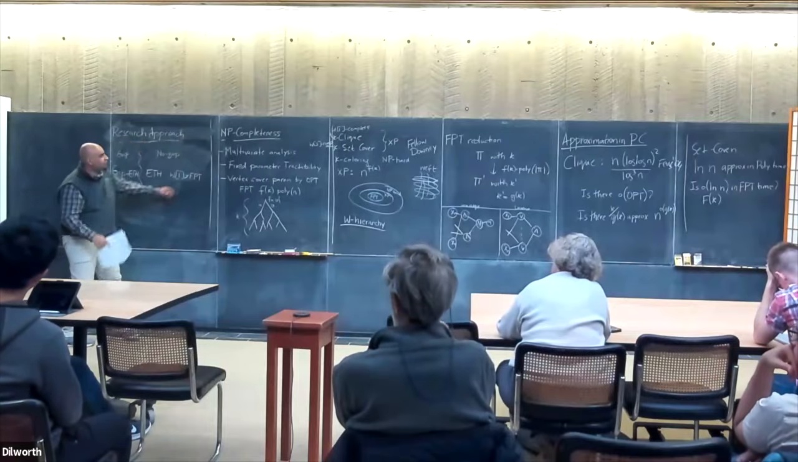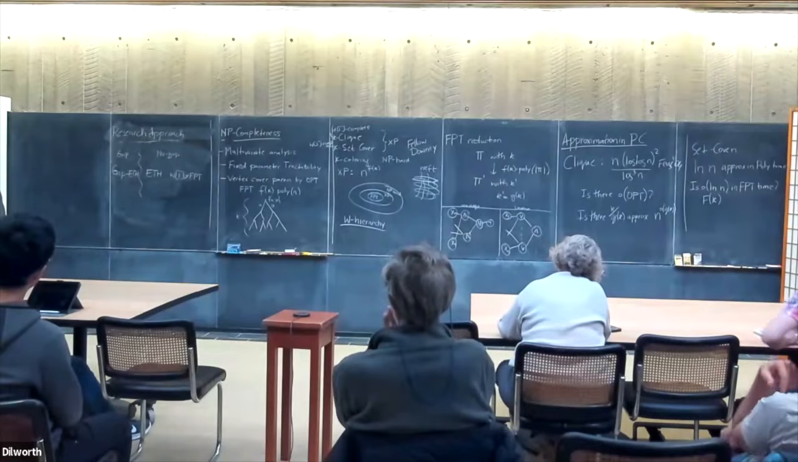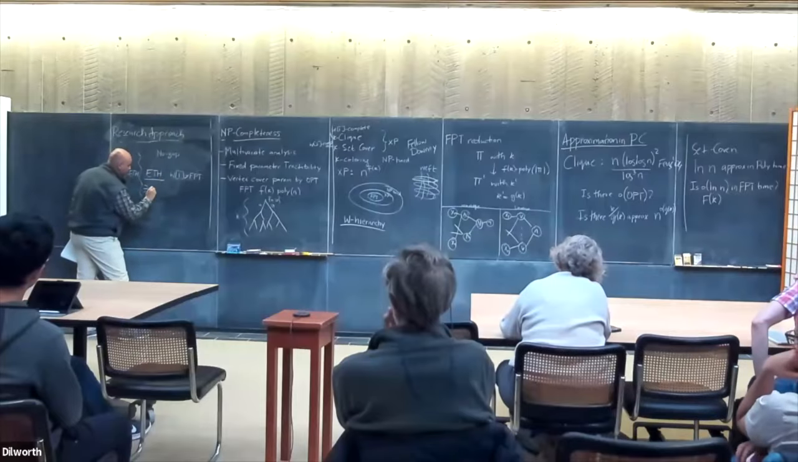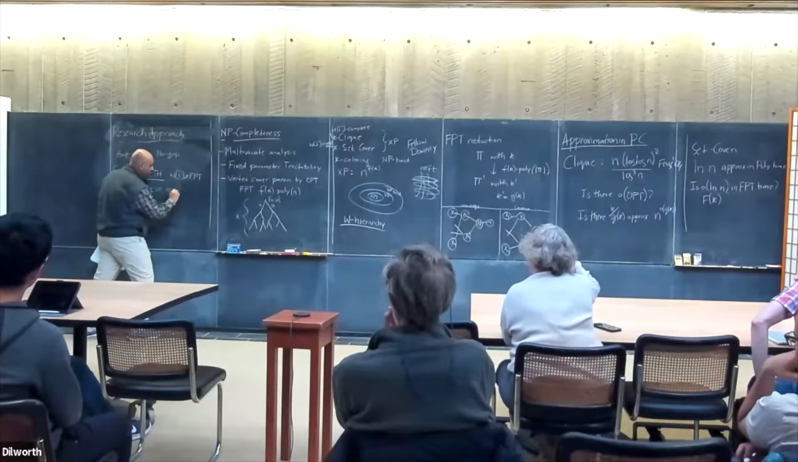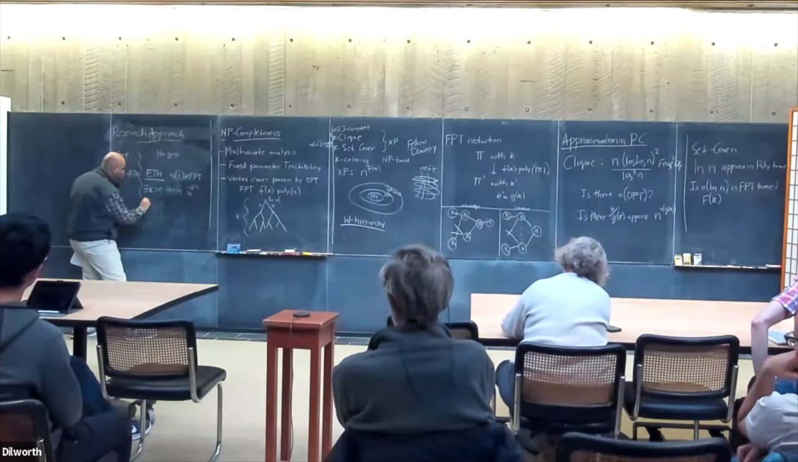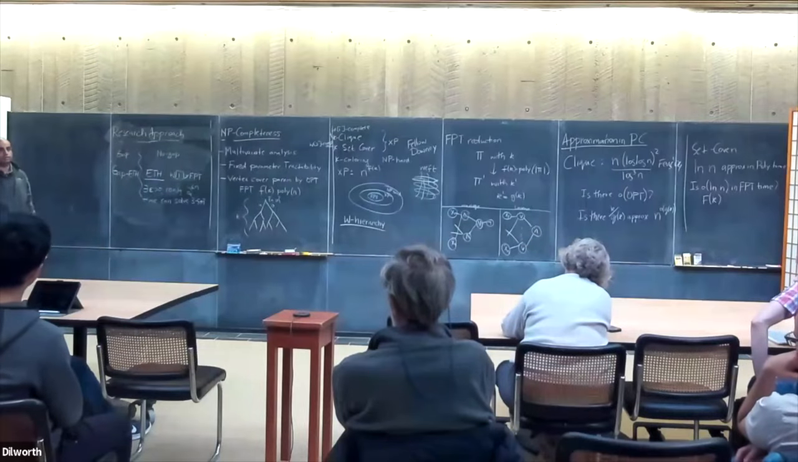So W1 not equal to FPT is well defined. It just says that k-clique does not have FPT time algorithms. ETH says that there exists some epsilon greater than 0 such that no algorithm running in 2 to the epsilon n time can solve 3SAT on n variables. So this is a hypothesis, the exponential time hypothesis.